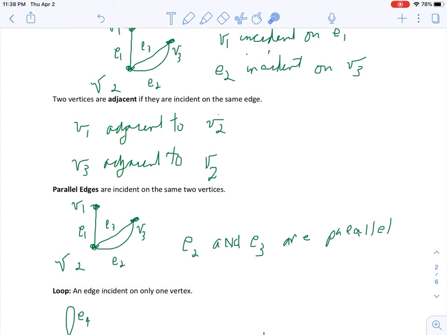Okay, now let's talk about parallel edges. Parallel edges are incident on the same two distinct vertices. So if I look at this graph right here, I notice what? E3 and E2, they both are incident on V2 and incident on V3. That's what they mean by parallel, right? So if you look, that edge is parallel to that edge.